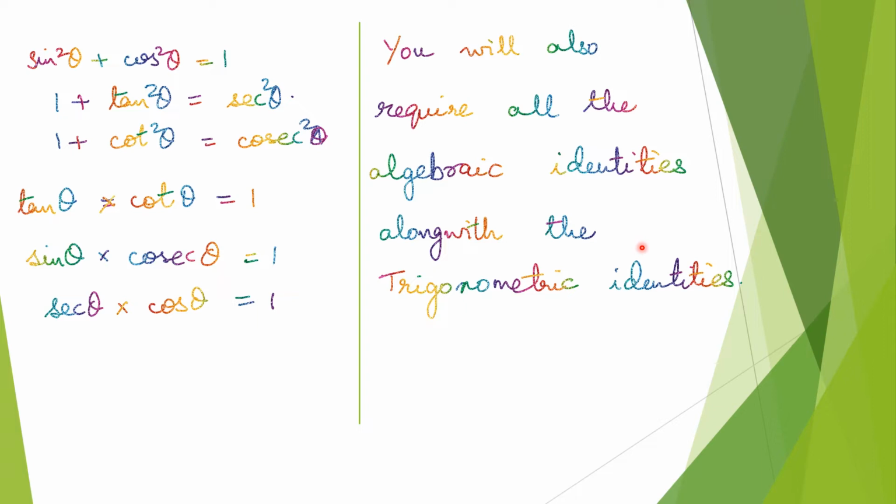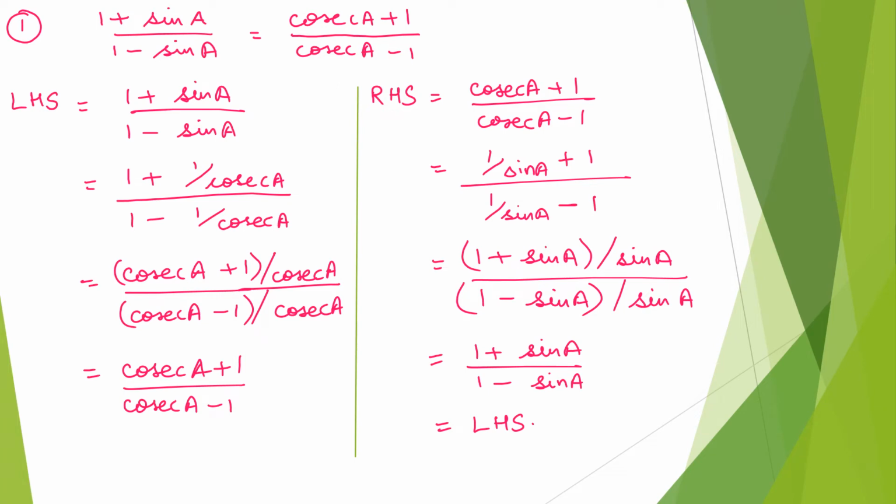So let's get started with the first identity. I've started with the simplest questions. So the first simple one is prove that 1 plus sin A upon 1 minus sin A is equal to cosec A plus 1 upon cosec A minus 1. Remember, in these identities, you can start from left hand side and arrive at the right hand side. You can start from right hand side and arrive at the left hand side. You can do any way, any method.